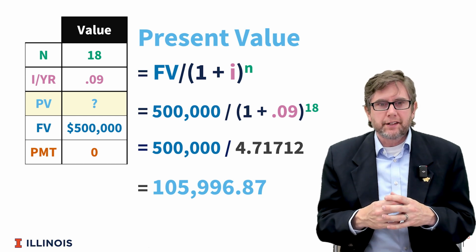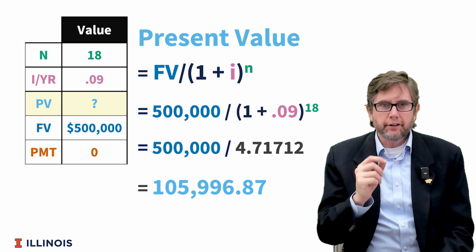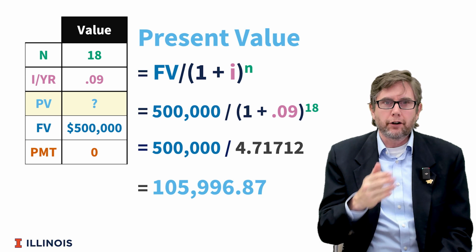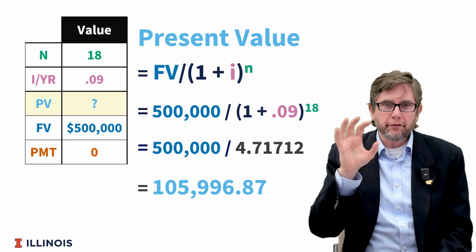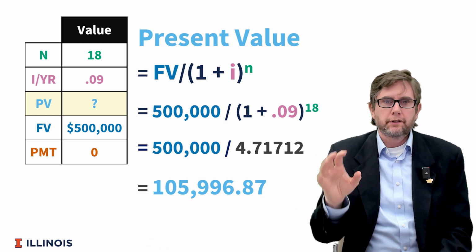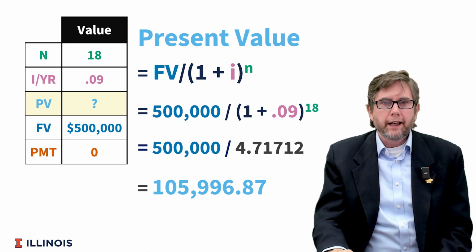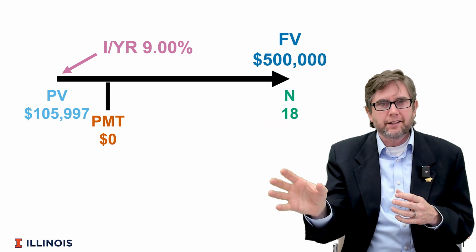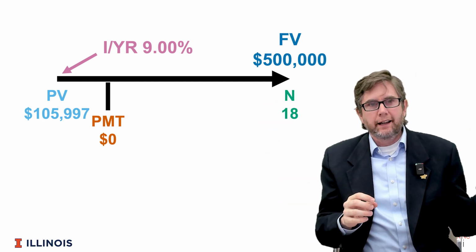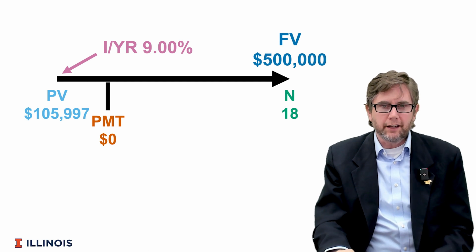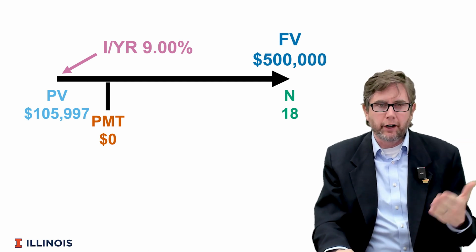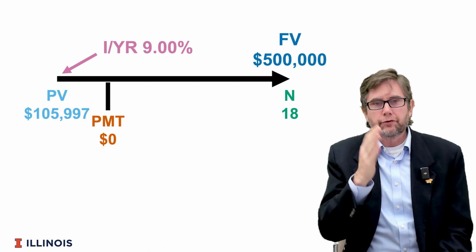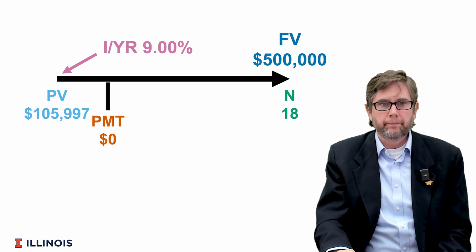Well, what it means is that if today you invested $105,996.87 and you earn 9% a year for 18 years, you would have $500,000 in the future. The present value is a really neat tool, and when we look at it on a timeline, we see the same thing, right? $500,000 is the future value, 18 is the number of periods, 9 is I, and then 105,000 is PV. And that's that relationship, right? 4 variables, find the 5th. Now in this example, we weren't adding or taking money out of that cash flow. So you'll see payment as 0.